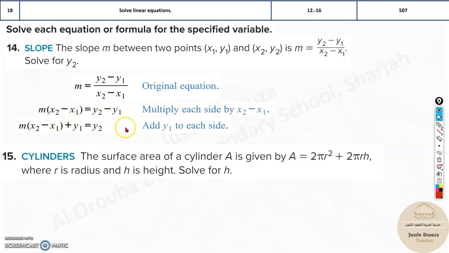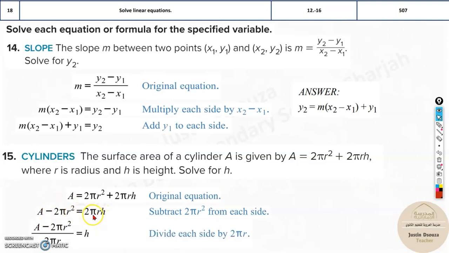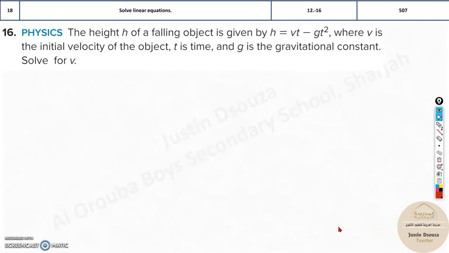This is the point slope form. And over here, lastly, we have the surface area of a cylinder, where r is the radius and h is the height. Solve for h. How do you solve this? All you need to do is keep h alone and take everything else to the other side. 2 pi r squared goes to the other side, it becomes minus, and divide this by 2 pi r. That is the h value. H equals A minus 2 pi r squared, divided by 2 pi r.